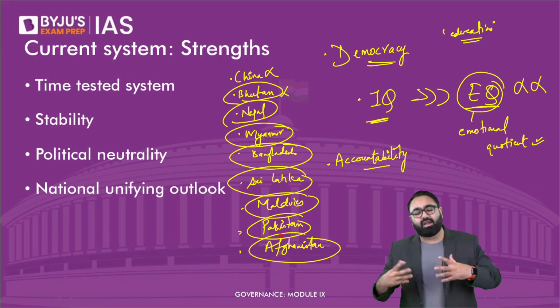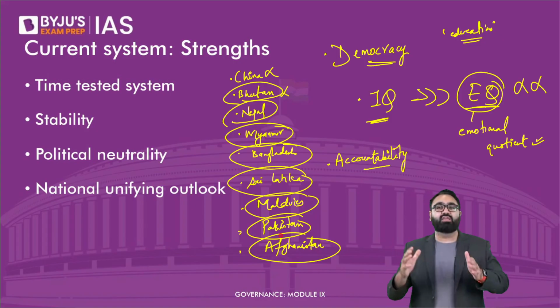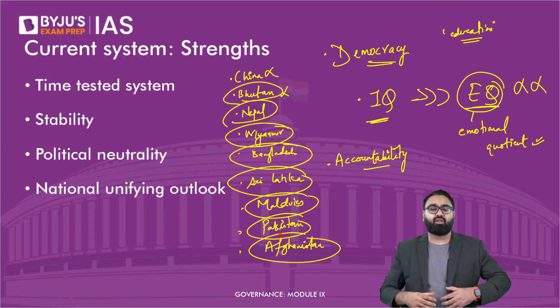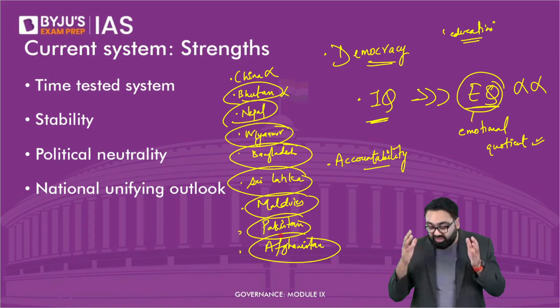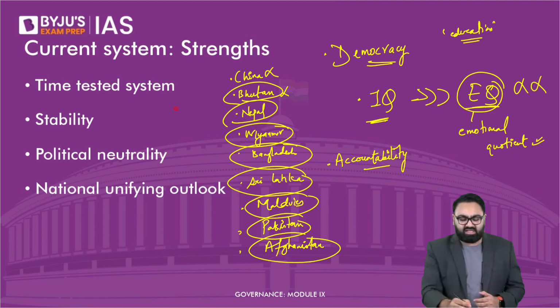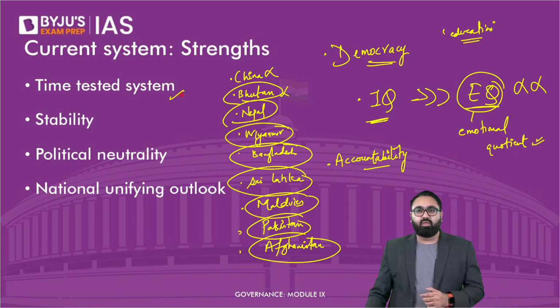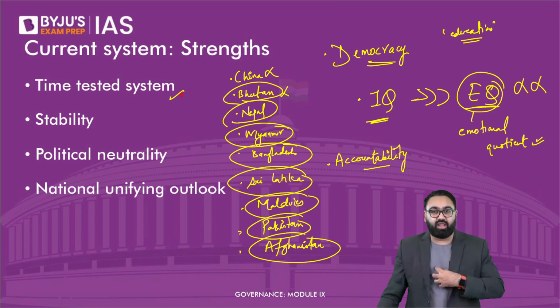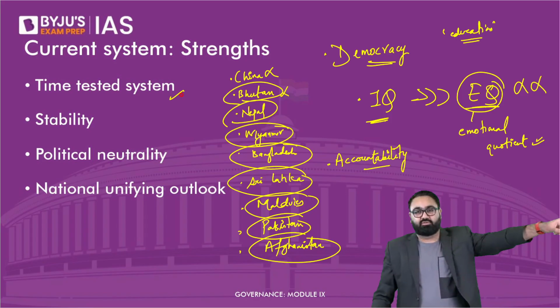You might criticize our system, but again, bureaucracy has to take a lot of courage. This bureaucracy has to be given a lot of credit for this. There are a lot of strengths of the system that we have right now. It's a time-tested system. It's an extremely old system. The bureaucratic system that we have today exists since the time of the British.